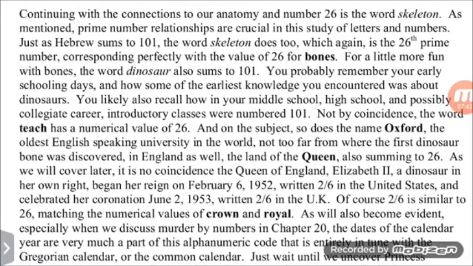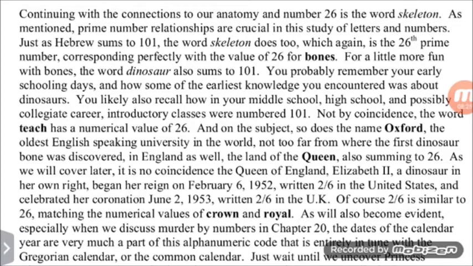You probably remember your early schooling days and how some of the earliest knowledge you encountered was about dinosaurs. You likely also recall how in your middle school, high school, and possibly collegiate career, introductory classes were numbered 101. Not by coincidence, the word teach has a numerical value of 26, and on the subject, so does the name Oxford, the oldest English-speaking university in the world, not too far from where the first dinosaur bone was discovered, in England, as well the land of the Queen, also summing to 26.